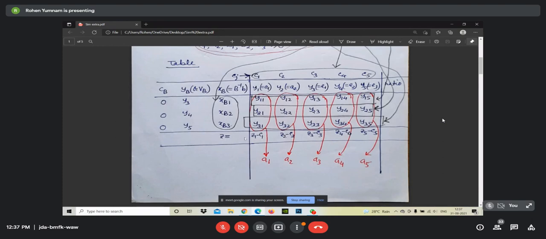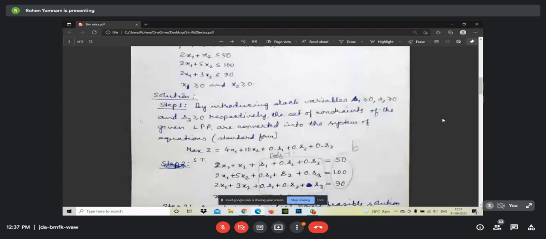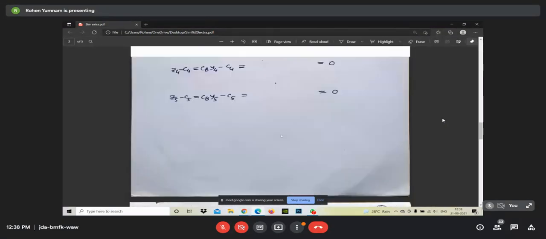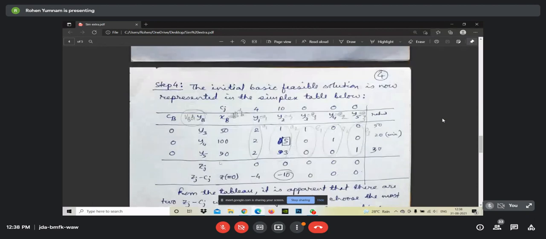This is the first table. For examination purpose, you should not write these steps. Only the table you have to write. Only the table. Okay. Up to this calculation, I think you are okay. And then now it comes like this. See, in the table it is coming like this.